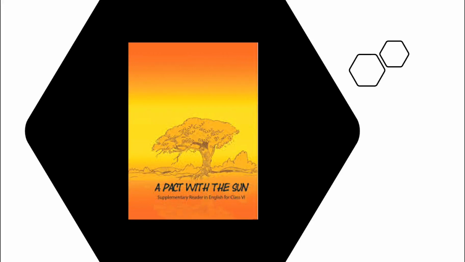You might get a doubt what this book is for, how to read this book. We already have a textbook, then why do we need this supplementary reader? So today in this class I am going to clear all your doubts about this book. This is your supplementary reader and it is titled A Pact with the Sun, and you can see the cover page on your screen. This book has 10 different stories for you to read and enjoy.